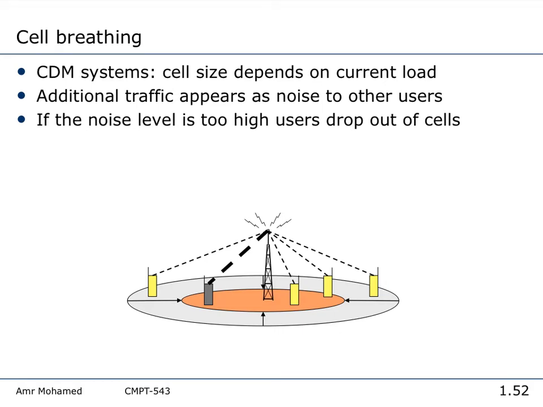So there is the concept of cell breathing, or sometimes they call it cell zooming. What we have talked about so far assumes that each cell has a fixed range, and all I'm doing is planning the frequency range in the different cells using dynamic frequency assignment. Here, we're talking about cell breathing or cell zooming, which means that the size of the cell itself can shrink or grow, depending on the demand.